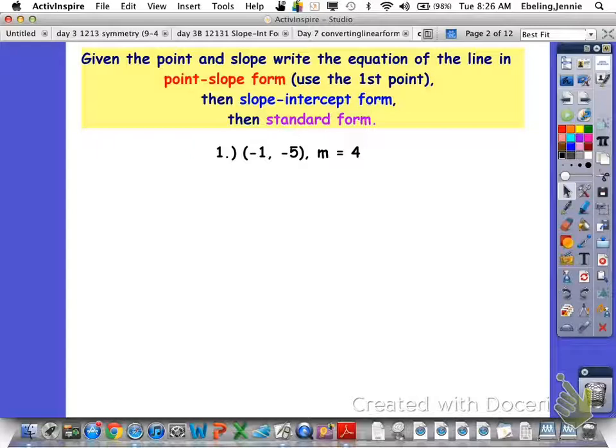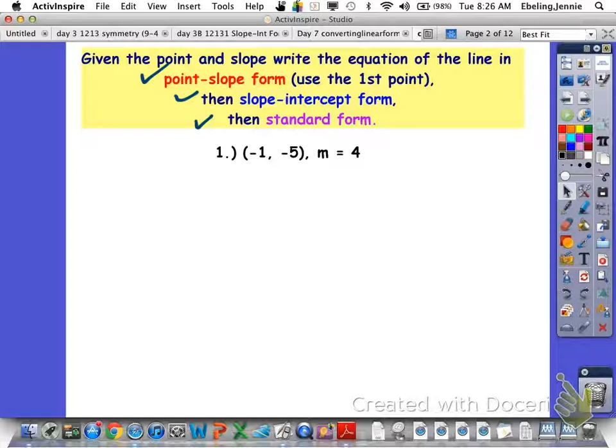Let's take a look at our first example. Example number 1, we are given a point and the slope. The directions want us to do three things. They want us to put it in point-slope form, slope-intercept form, and then standard form. So we're going to be rearranging the equation two times once we put it into point-slope form.